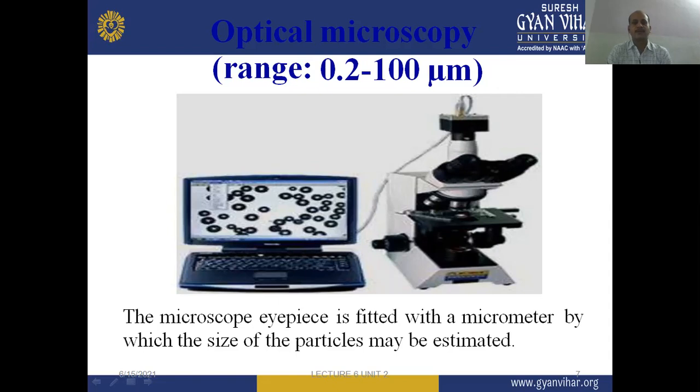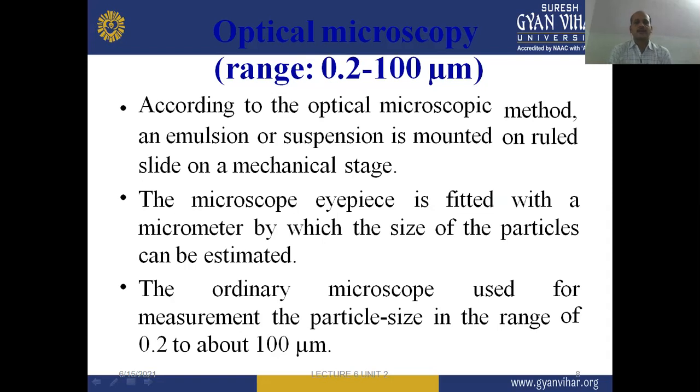One is the ocular micrometer, another one is the stage micrometer. Stage micrometer is also known as objective type of micrometer, and ocular micrometer is known as eyepiece micrometer. According to the optical microscopy method, an emulsion or suspension is mounted on a slide on a mechanical stage. The microscope eyepiece is fitted with a micrometer by which the size of the particles can be estimated. The ordinary microscope is used for measuring particle size in the range of 0.2 to 100 micrometer.